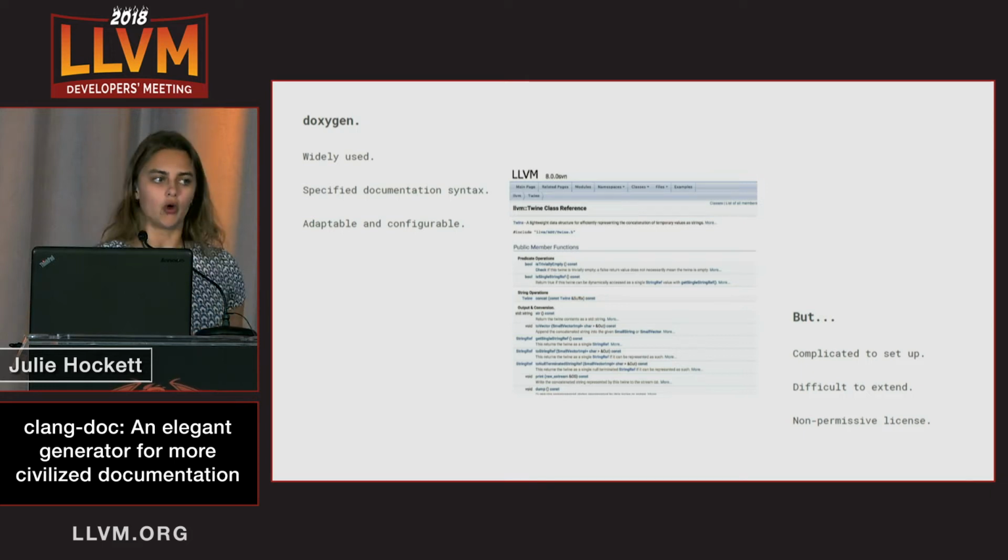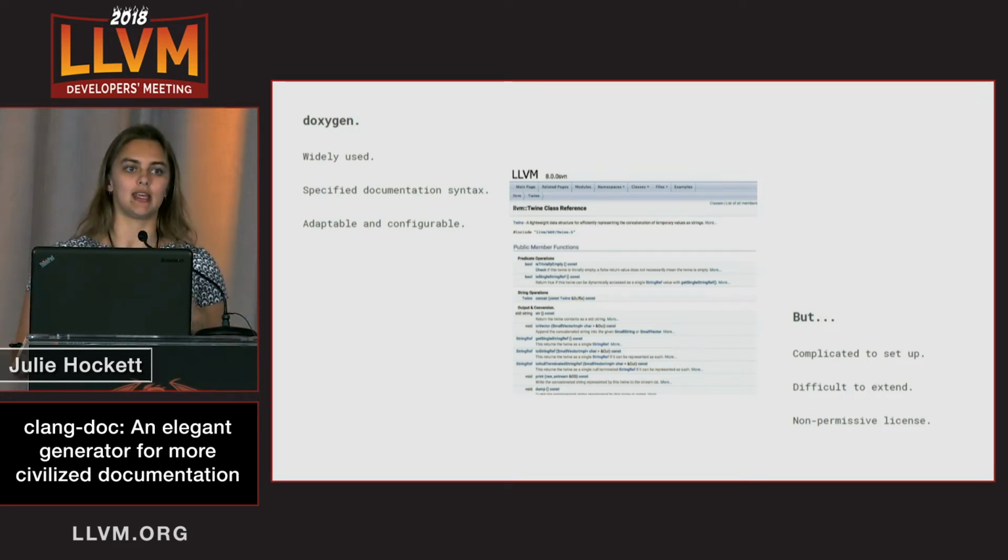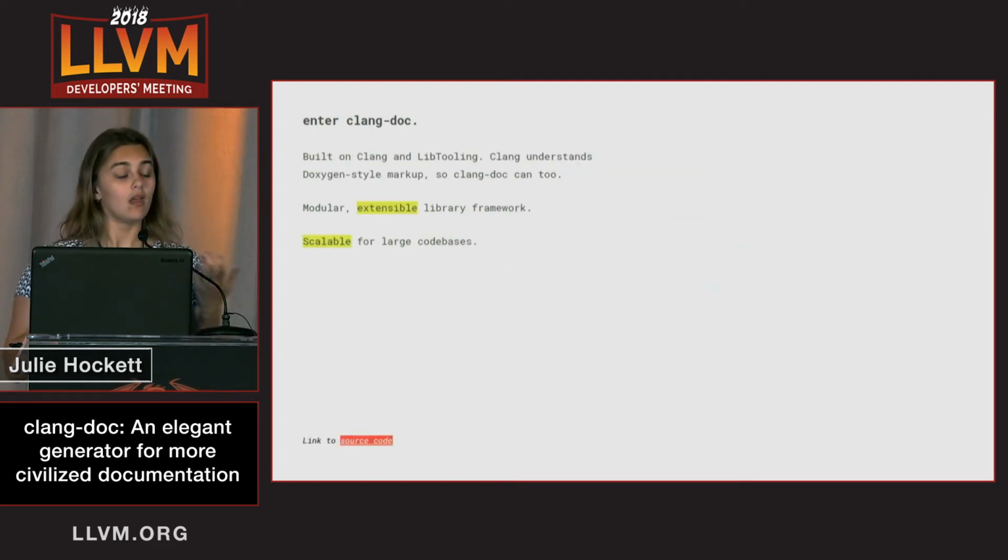It's an older code base, so it's harder to extend and keep up to date with modern language features, and it also has a fairly non-permissive license, so it can't be used in certain places. Enter clangdoc. clangdoc is a tool that's built on the Clang infrastructure and the libtooling infrastructure. Clang already has the ability to parse and understand Doxygen-style markup, so clangdoc does as well. It's designed to have a modular and extensible library framework, and thanks to a lot of the work that the guys working on clangd have done on the libtooling framework, it's scalable for large code bases.